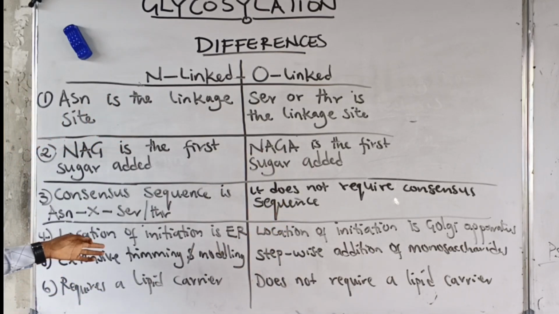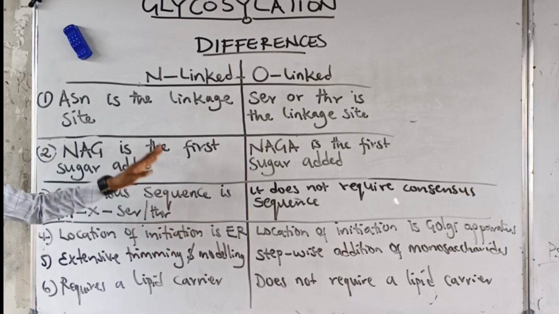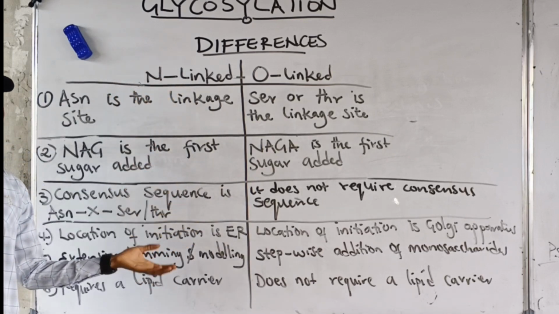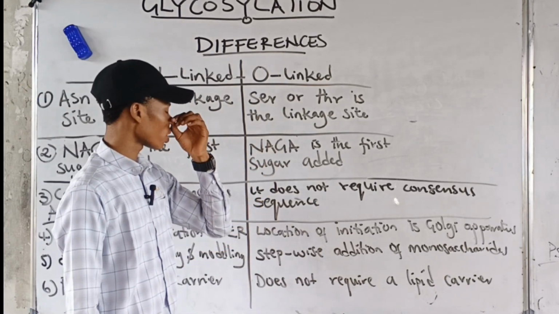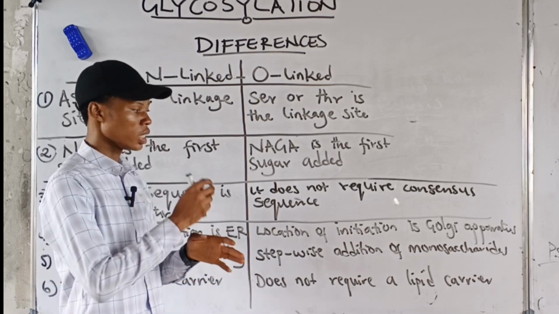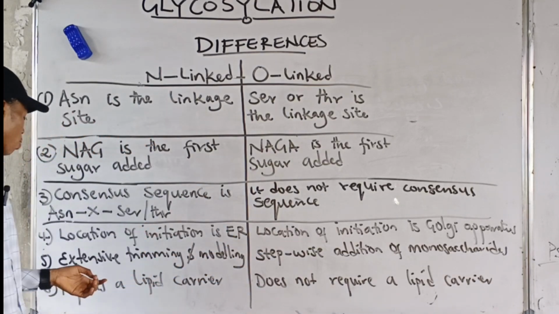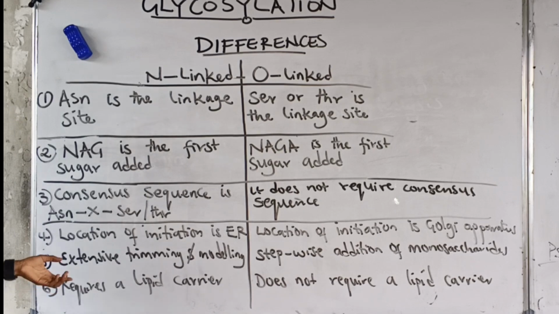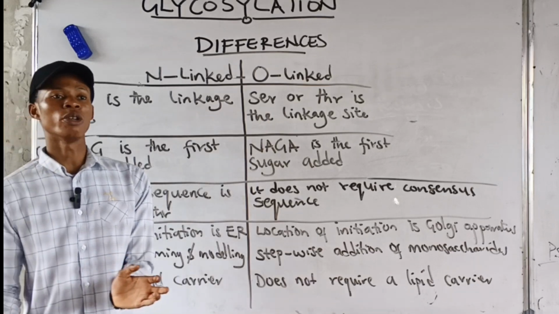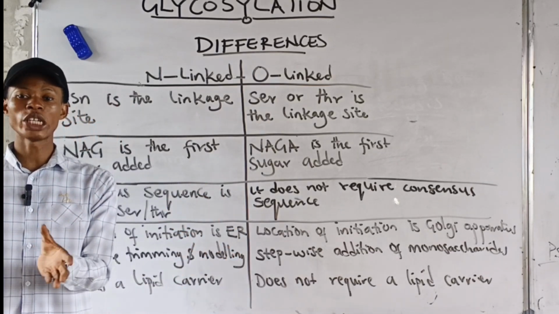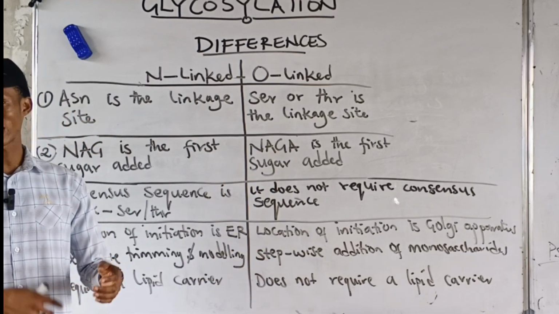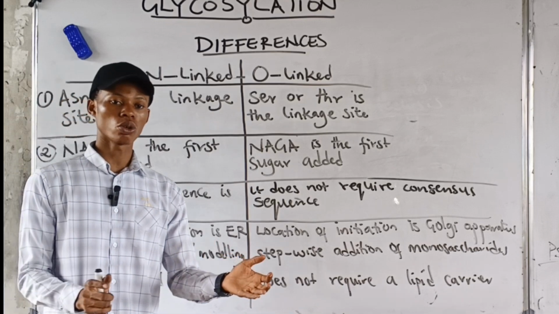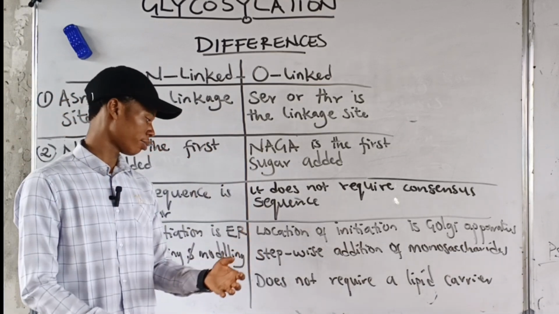Number 4, location of initiation is the endoplasmic reticulum. Remember that N-glycosylation starts in the endoplasmic reticulum and continues in the Golgi apparatus. But in O-glycosylation, the location of initiation is the Golgi apparatus. And N-glycosylation requires extensive trimming and modeling. Remember, what we are attaching is a preformed oligosaccharide, so we have to trim and model it. But in O-linkage, we are attaching the monosaccharides one after the other. We are not attaching a preformed oligosaccharide. We are attaching the sugars one by one.